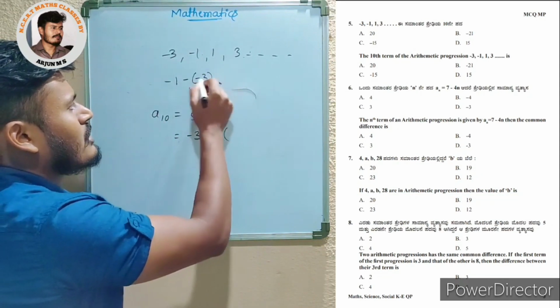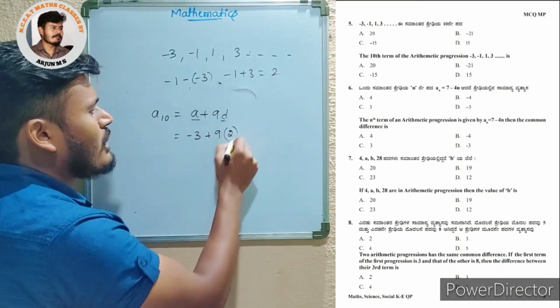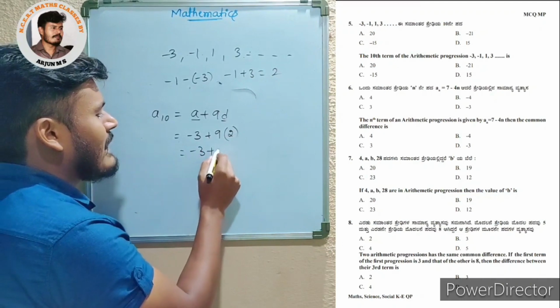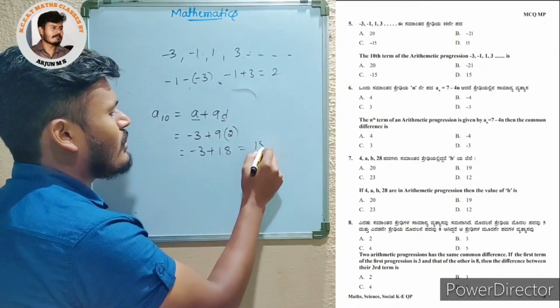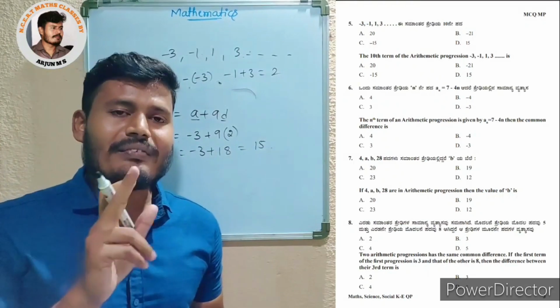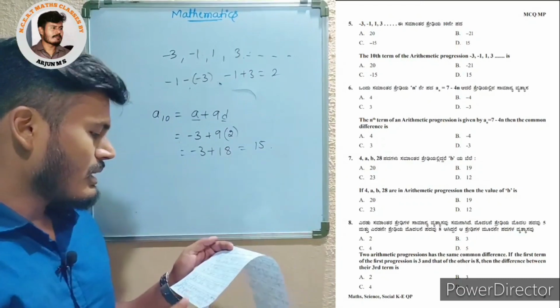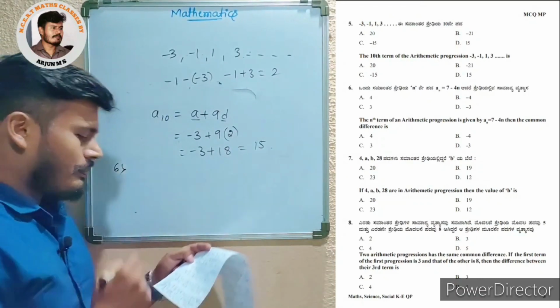A2 minus A1. So minus into minus plus, minus 1 plus 3, that is equal to 2. So 9 2s are 18. Minus 3 plus 18, which is equal to 15 is the answer. So option D, 15 is the correct answer for this question. So now we're moving on to the sixth question.